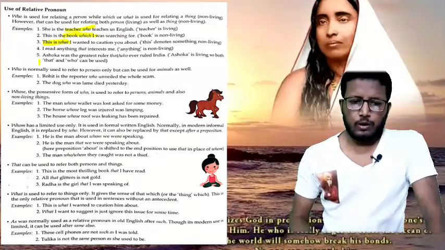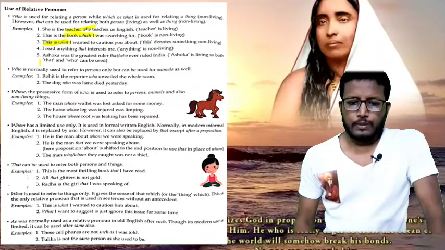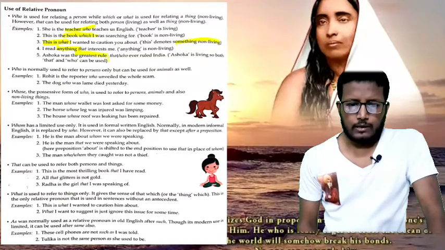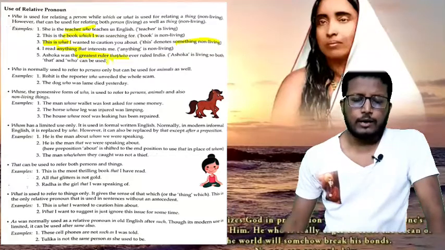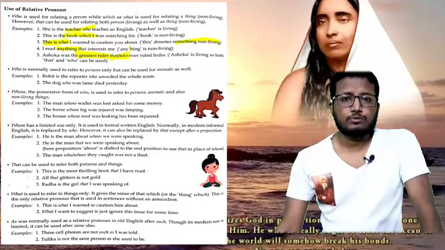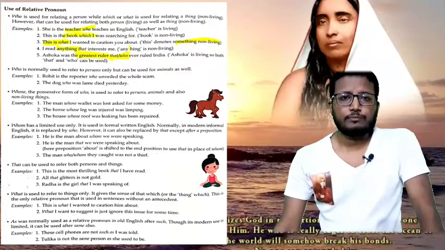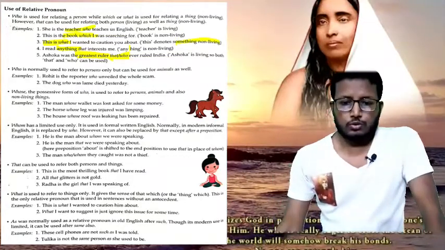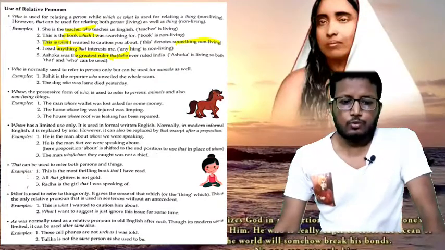This is what I wanted to caution you about. So this denotes something non-living obviously. Then I read anything that interests, so this is also non-living. Ashoka was the greatest ruler that, or who. Here you have used that and who for both cases. If you are using who, you are directly qualifying the subject Ashoka. If you are using the word that, you are qualifying the post of king. Ashoka is living, so both that and who can be used.